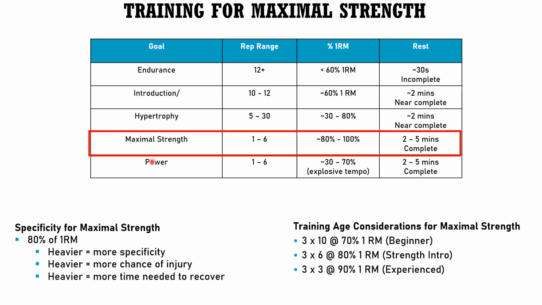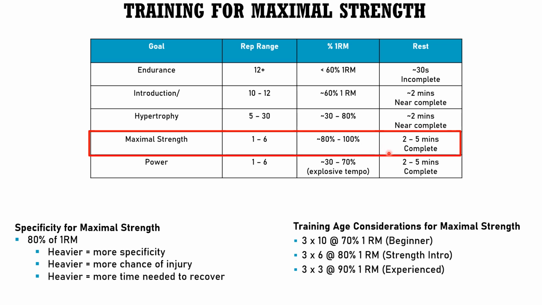We can see the training guidelines recommended for maximum strength development or increases in 1RM highlighted in the red box here. So from a rep standpoint, we're looking at finding weights that are going to cause us to approach near failure, anywhere from 1 to 6 repetitions. That's going to correspond to percentages anywhere from 80% all the way up to, of course, 100%.